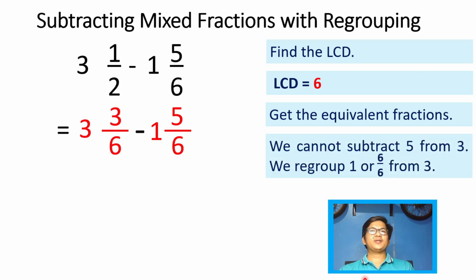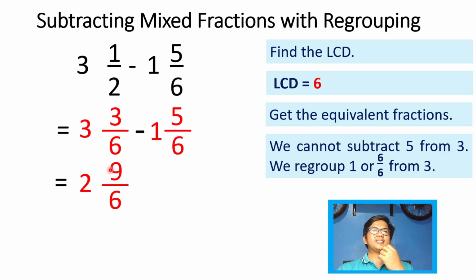So, what we're going to do is we need to regroup or borrow 1 from our whole number, or 6 over 6, from 3. So, 3 will be 2. Then, our 3 over 6 will be 9 over 6. Sir, paano po naging ganon? So, ang pinakamadali po niyan is, bawas ka dito ng isa, then yung denominator mo, i-add mo sa numerator mo. So, 6 plus 3, we have 9.